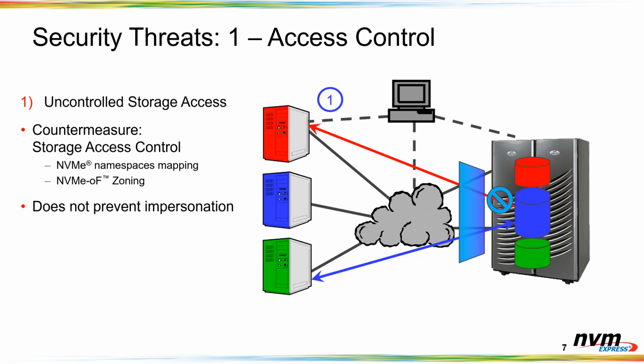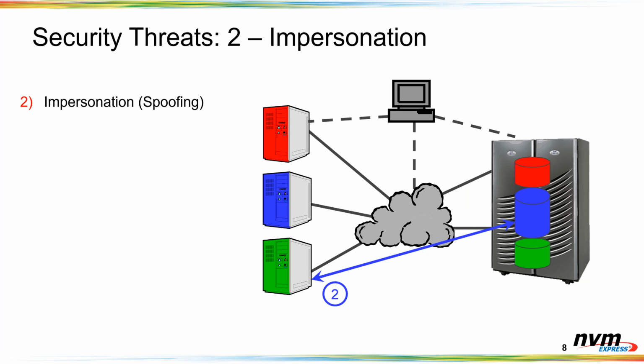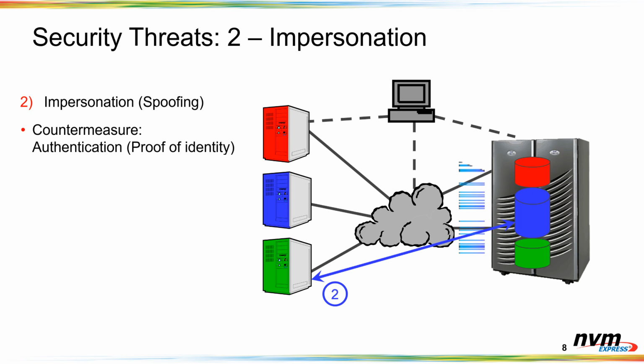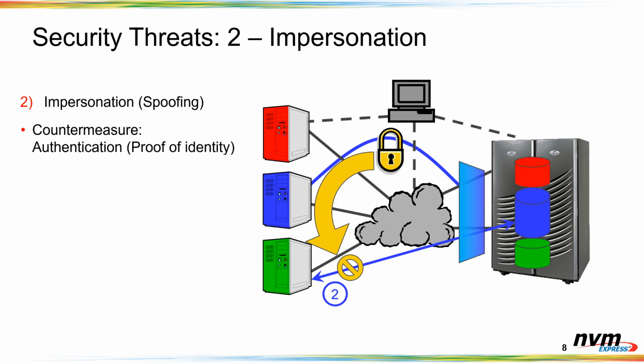We get to impersonation. If the green server feels like being blue and looks like blue to the blue screen, the access controls, it goes right through. So for impersonation, the countermeasure is authentication, which is proof of identity. In essence, we require the blue server to prove that it is blue before we will allow it through the blue screen. The green server cannot prove that it's blue.